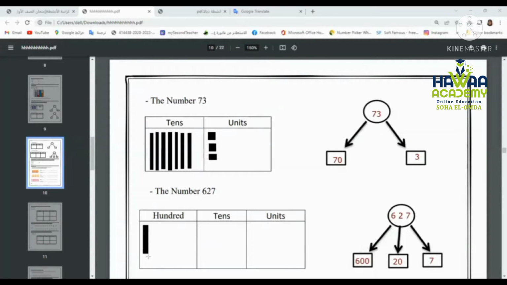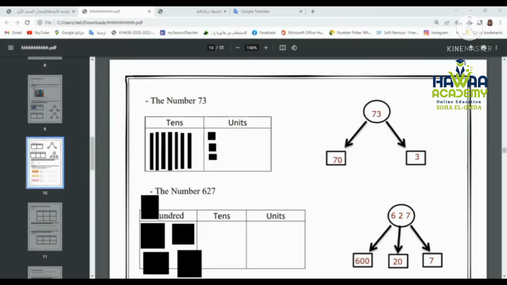And now let's make it in the place value model. In the hundreds, we have 6. Here's 1, 2, 3, 4, 5, and 6. Oh no, here, the hundreds. Do we make them like tens, in columns? No, we don't. We put them in squares. Excellent. So here is 1, 2, 3, 4, 5, 6.